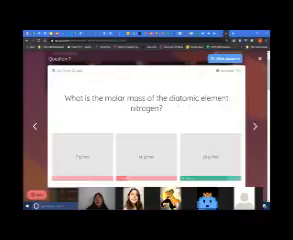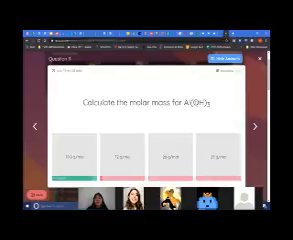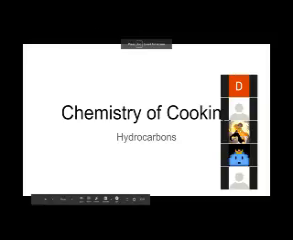Diatomic element means 2 N, so N2. Di meaning 2 atoms, nitrogen, N2, so it'd be 28. Again, here's one of those parentheses deals. Careful. That one's straight up. Okay, some work to do also.